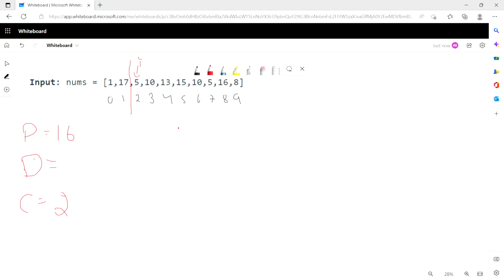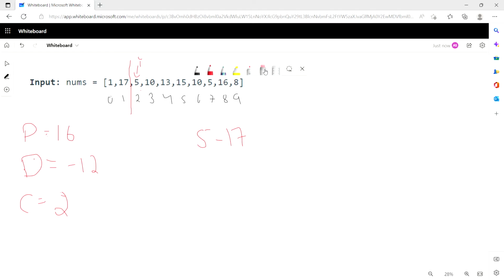If the current difference is negative and the previous difference is positive, then we have to increment the count, or vice versa. If the current difference is positive and the previous difference is negative, then we also have to increase the count. So let's see here. We have to see 5 minus 17. 5 minus 17 is minus 12. So the current difference is minus 12.